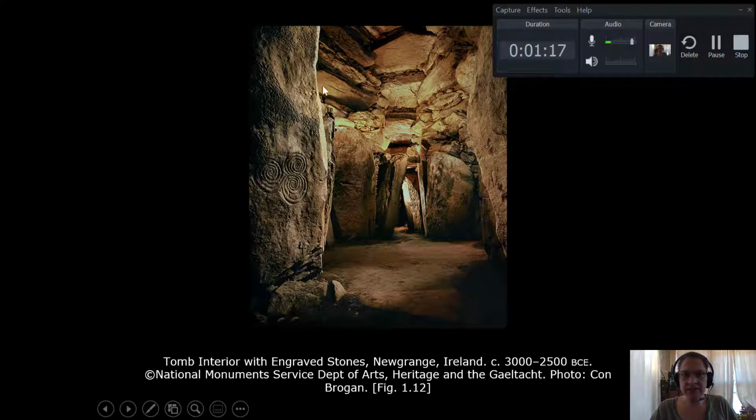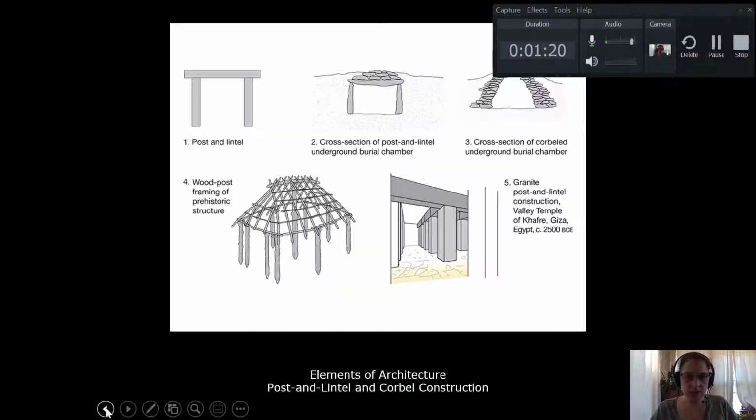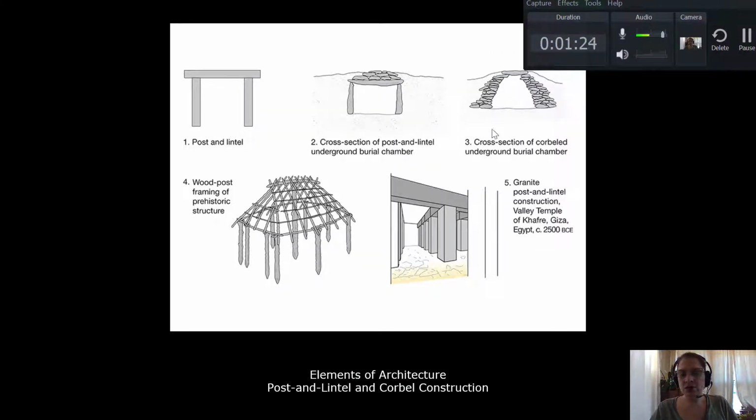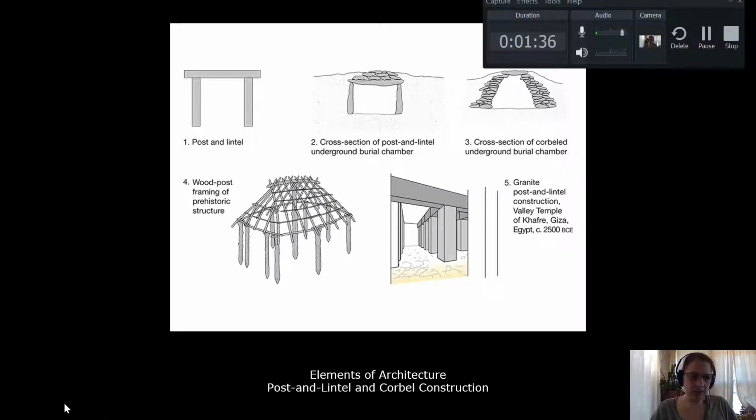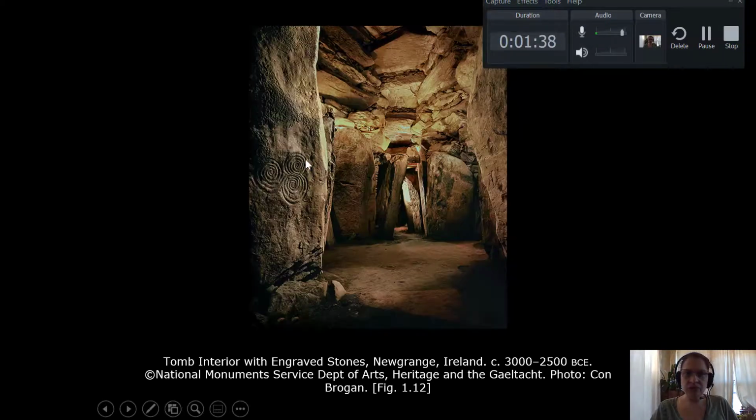First, look at the ceiling here, and if I go back one image, you'll see that this structure is what we would call a corbelled underground burial chamber. It's got stones that are stacked on either side and then one large stone on the top that is holding everything together. So you see that? We have these stacked stones. We have incising, or the scratching or carving into the rock, of these spirals.